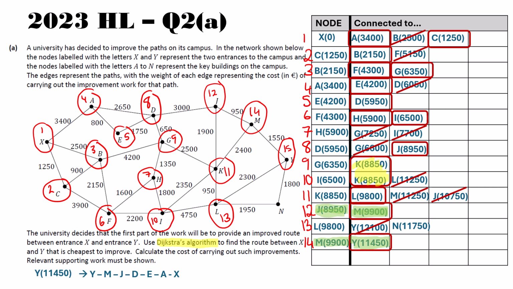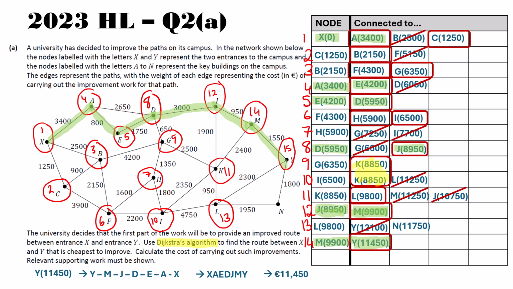We go up and find the J that was boxed, and J came from D. And then we go up and find D that was boxed. It came from E. The E came from A, and A came from X. So that's my pathway. I went X to A, then A to E, then E to D, then D to J, then J to M, then M to Y. So that's how you work backwards in the table method.